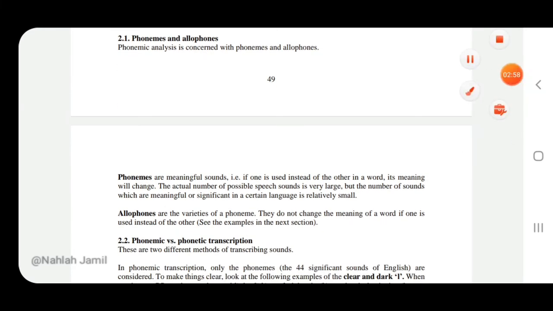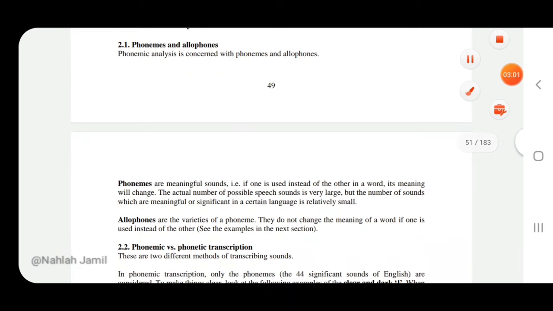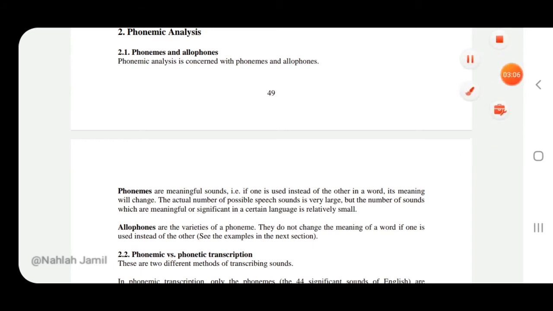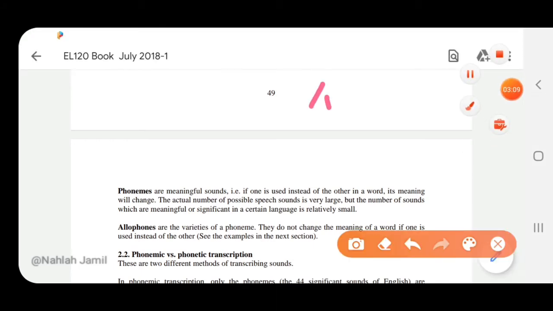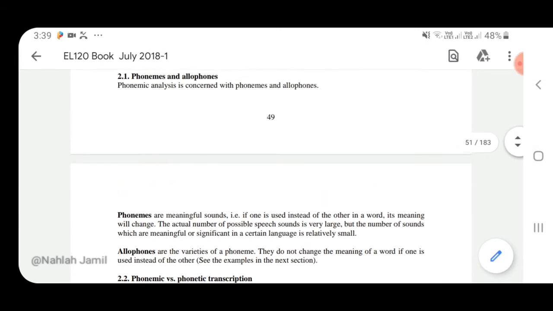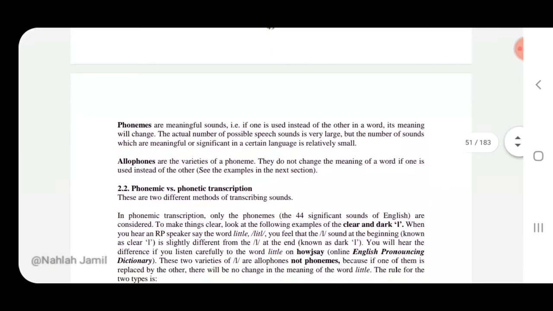Now we are going to see what phonemes and allophones are. Each isolated speech sound that we have, be it b or k, is also called a phoneme, but in a special case. Phonemes are meaningful sounds. That means that if one phoneme replaces another phoneme, it's going to change the meaning of a word.